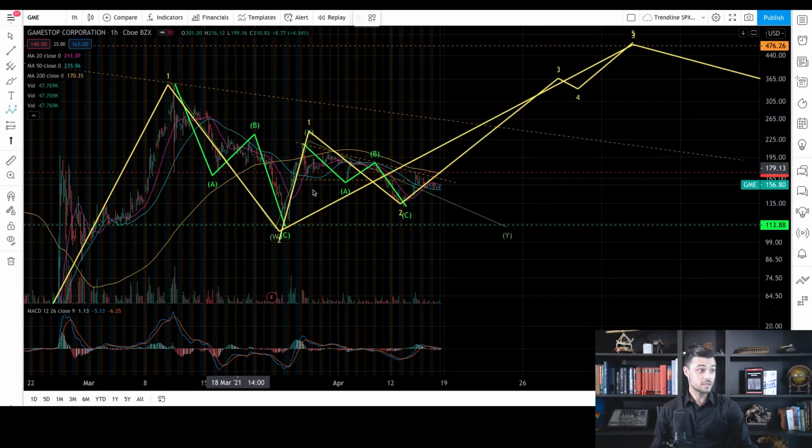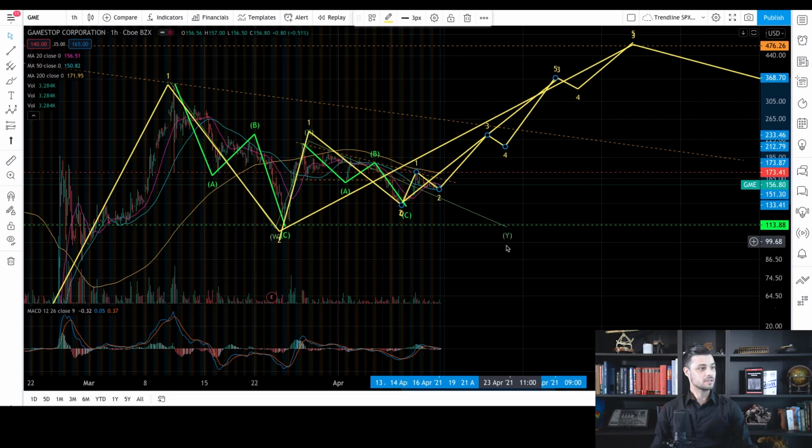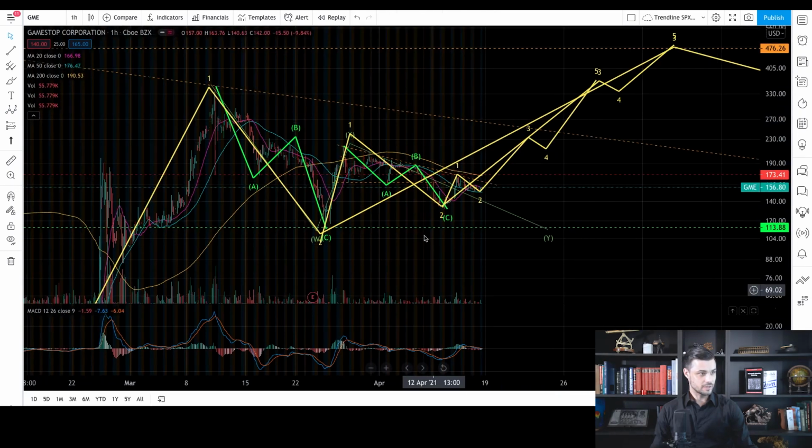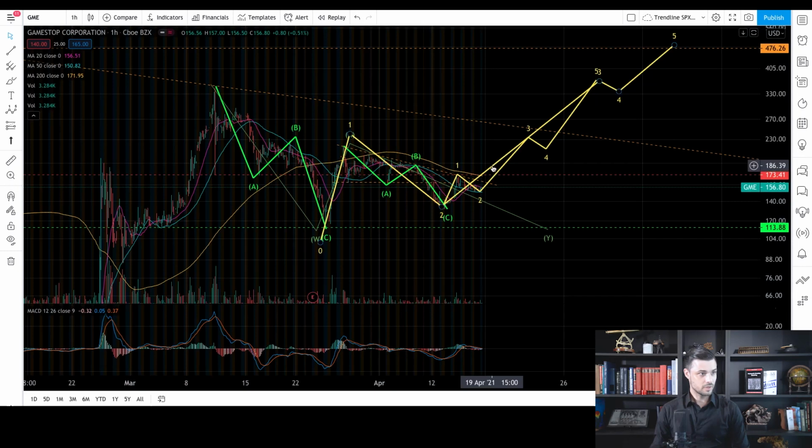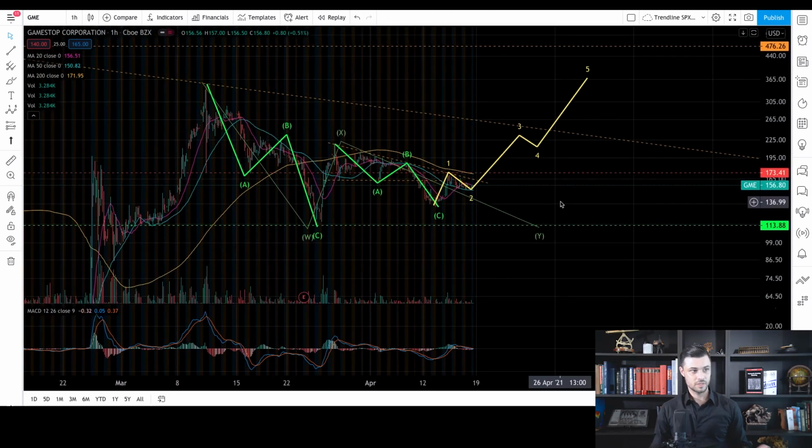So here, it's still possible. We are in this scenario, and this is a 1, 2, 3, 4, 5. All right. So we would have something like this. So now I get rid of the biggest one, so you just see what is happening here. So this is something that could happen as well. And the third wave usually breaks out some very important levels. So for example, here, the 175.